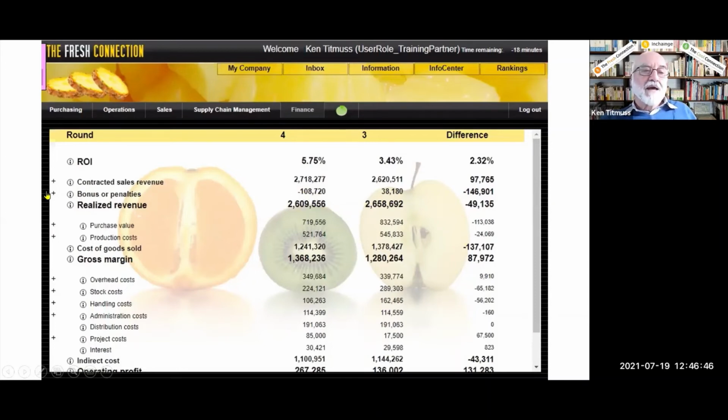Now I can expand this down and I can see where these penalties are coming from, and maybe go and fix that. So I can see the realized revenue was actually slightly less, but they did manage to reduce their purchasing costs and production costs, and the gross margin actually grew very slightly. So that was how they managed to get a better return on investment. And there's a lot more on the financial side there as well.